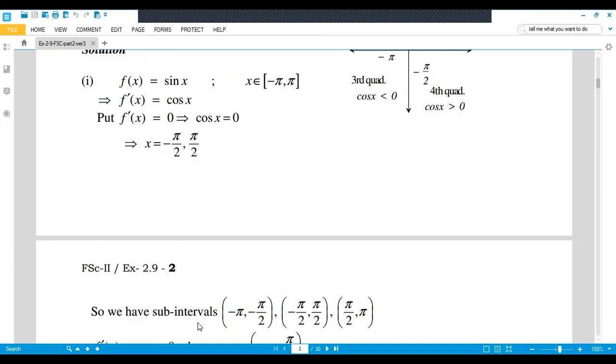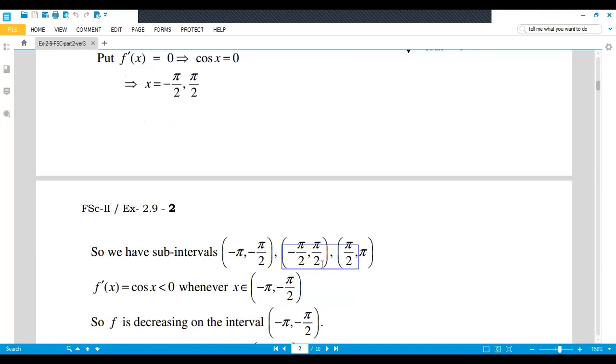So we have subintervals. Look, from minus pi it started to positive pi. So minus pi by 2, because this we already find from cos x equal to cos inverse 0, which is equal to this. So minus pi by 2 or minus pi by 2 to plus pi by 2, and plus pi by 2 and with pi. So we put this value in this interval. So we get these subintervals.